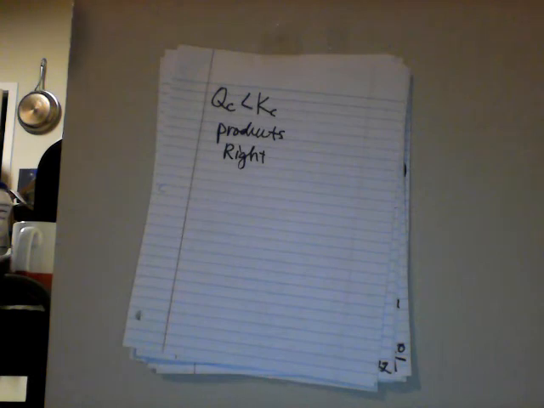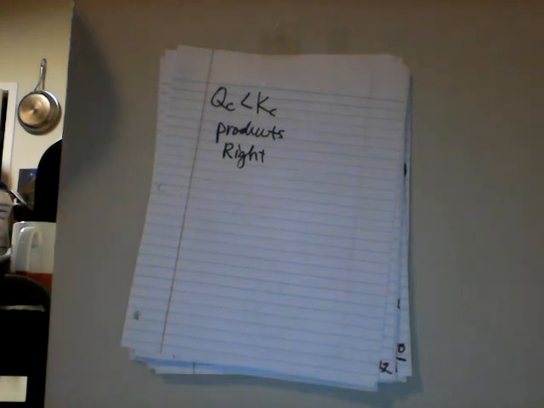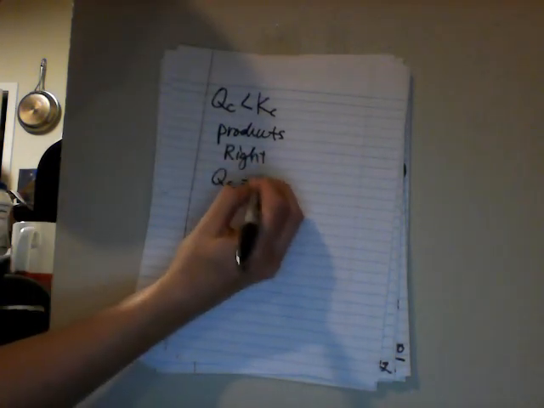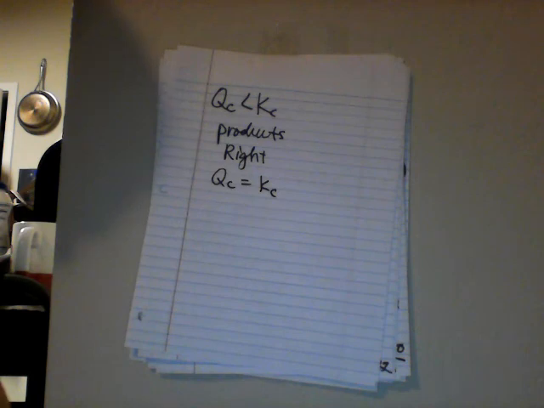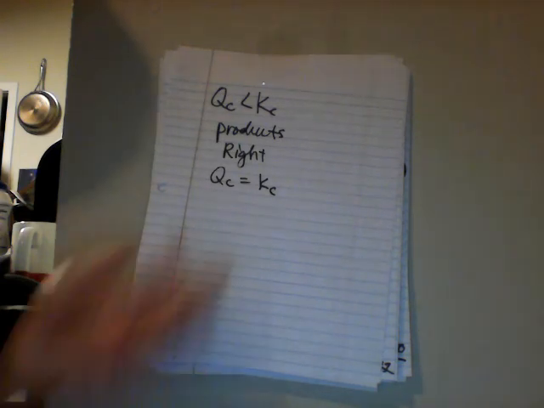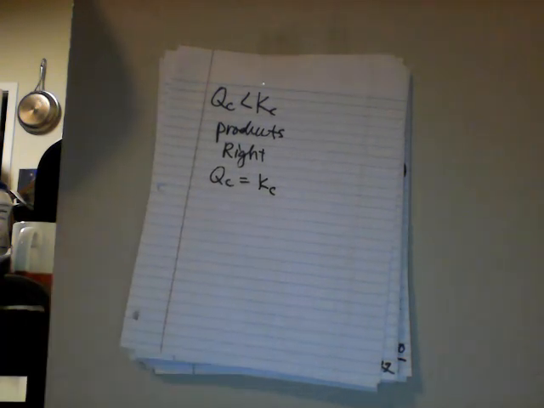So again, just kind of a memorization thing. You can solve for it, and we will in the next problem. What condition must be satisfied so QC equals Kc? If they equal each other, then the system is at equilibrium. So, that just means the system's in equilibrium. That's all there is to it.